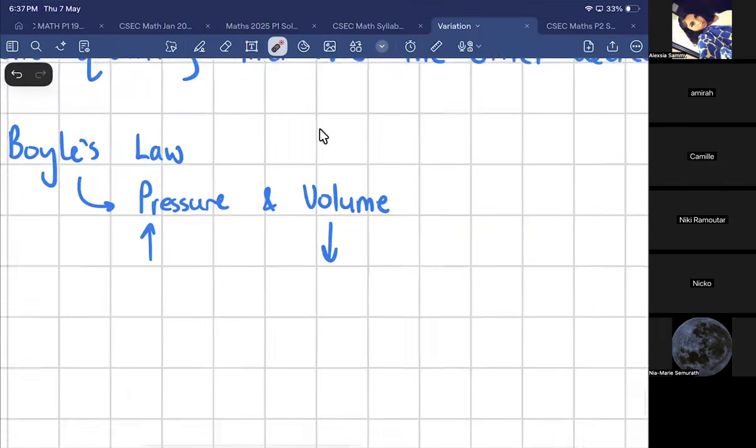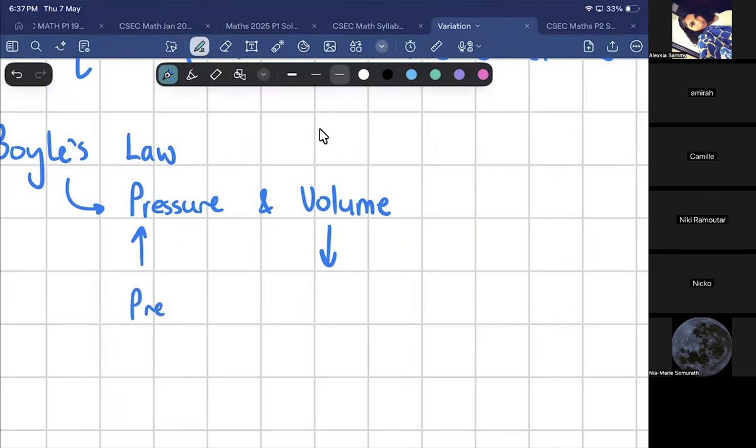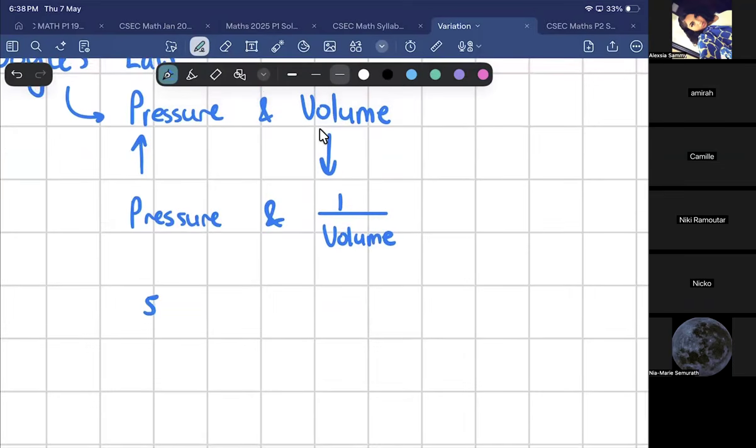But understand something. If we're talking about pressure and volume at face value, and one goes up, the other will decrease. But if we're talking about pressure and 1 over volume, both will go up. Let me give you an example. Let's say the pressure is 5 and the volume is 1 over 5.